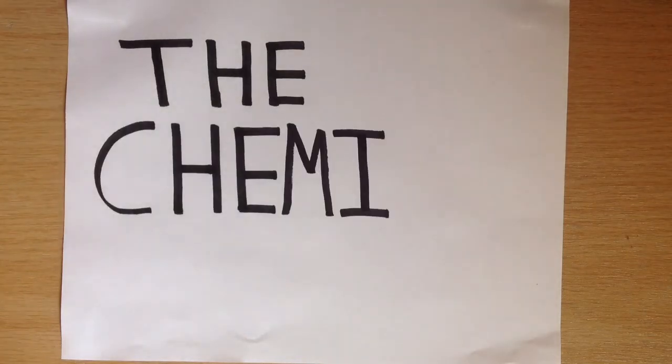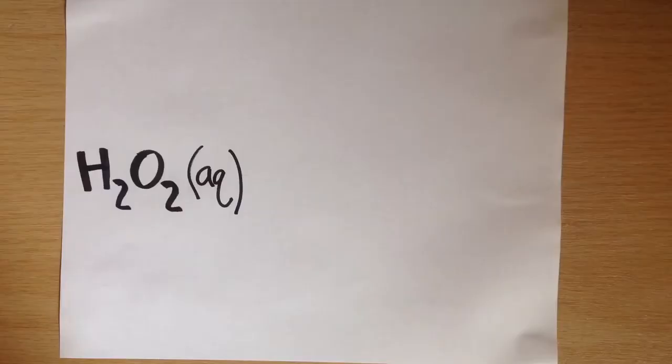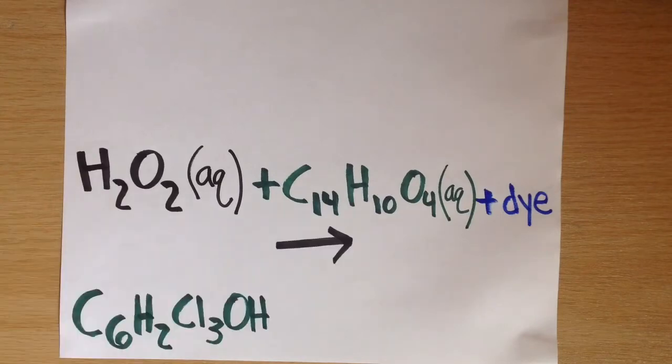My project was about the chemistry of glowsticks. The reaction within a glowstick is between diphenyl oxalate, hydrogen peroxide, and dye, which yields trichlorophenyl, carbon dioxide, and dye in an excited state.